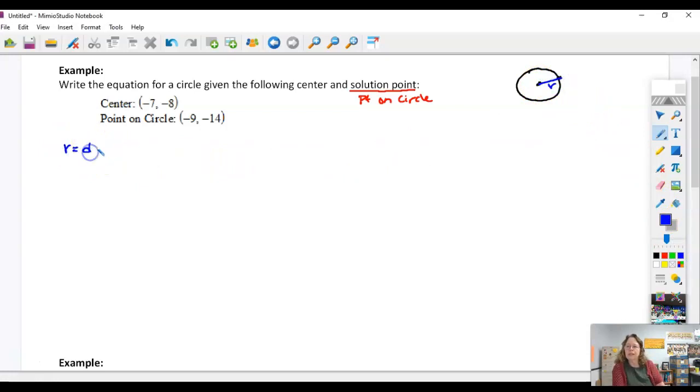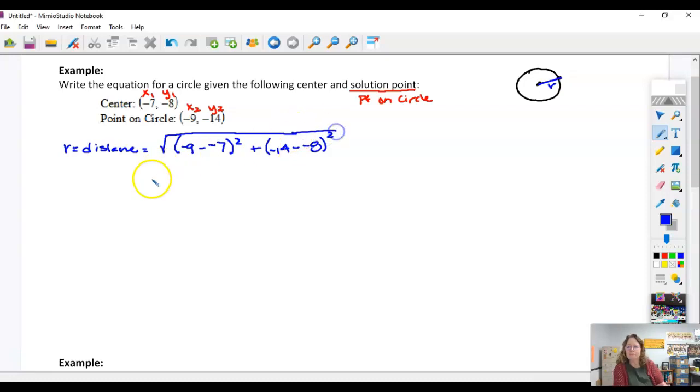So to find the radius, that's the same thing as the distance formula. So that's a big old square root of, let me label which ones we're going to do which. I'll go ahead and label the center again as x1, y1, point on the circle, x2, y2. So we'll subtract the x's, negative 9 minus a negative 7, the quantity squared, plus subtract the y's, negative 14 minus a negative 8, the quantity squared.